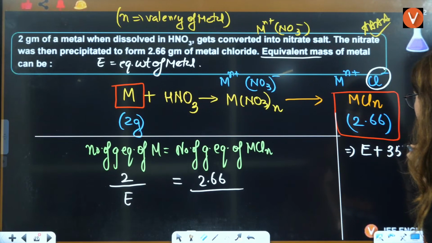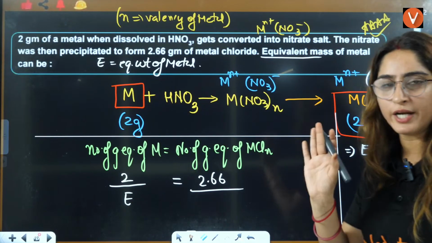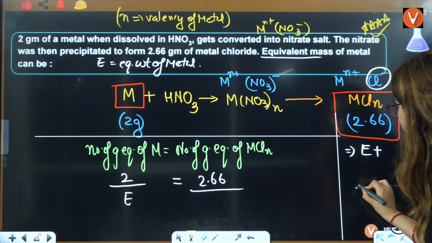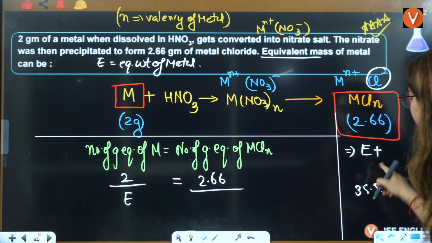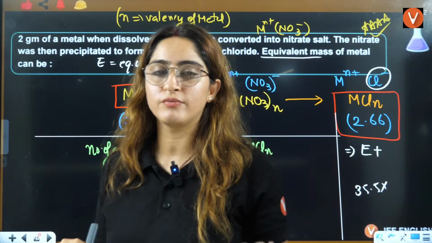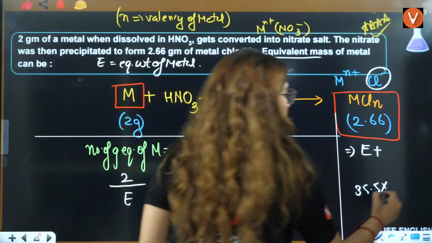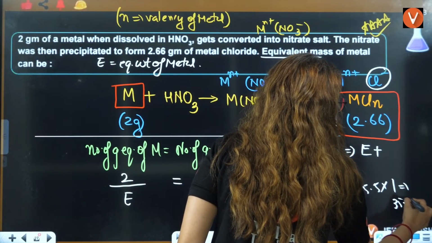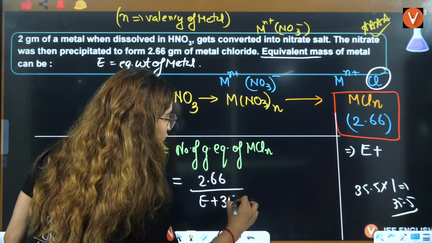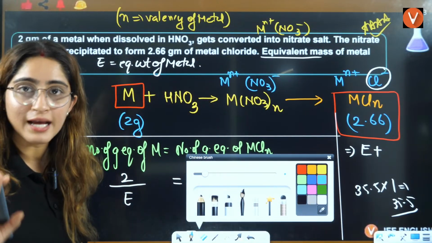If you have to write down the equivalent weight of chlorine, that will be molecular weight, 35.5, multiplied by n factor. Because it is Cl negative, just one negative is there, that means n factor is 1 here. So multiplied with 1, it will be 35.5. So you can just put it here: equivalent weight plus 35.5. Now you can solve it and you will get your answer.